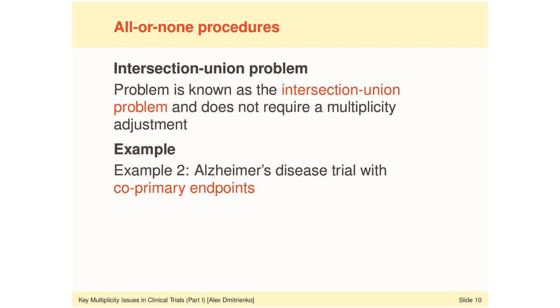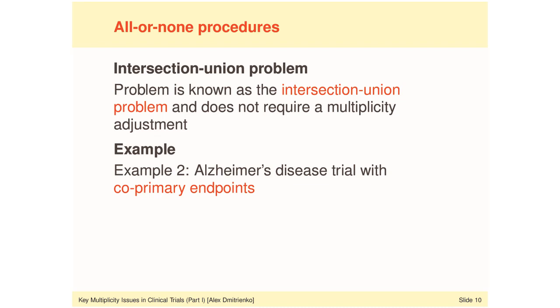And if we need a multiplicity adjustment in the intersection union setting to protect the error rate from inflation, as it turns out, there is actually no error rate inflation, and thus there is no need for a multiplicity adjustment.